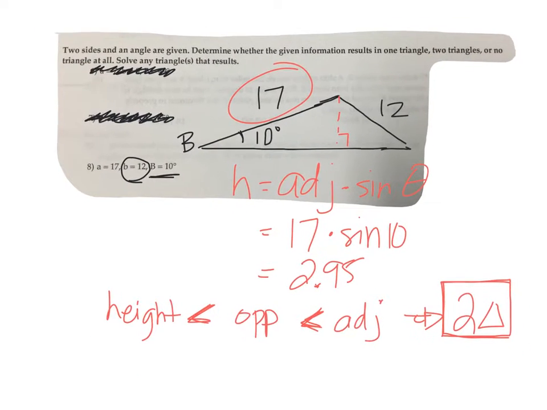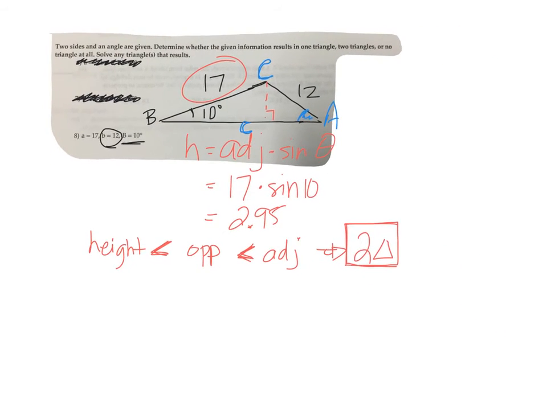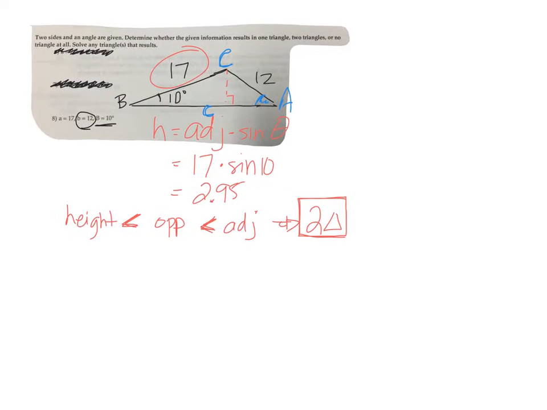So let's go ahead and solve this triangle then, because that's what we're asked to do. We need to figure out the measure of this angle, which will be angle A, and the measure of this angle, which is angle C, and little side C down here. And we do that by using the law of sines. So if we take 12 and divide it by the sine of 10 degrees, that's the same as 17 over the sine of angle A.